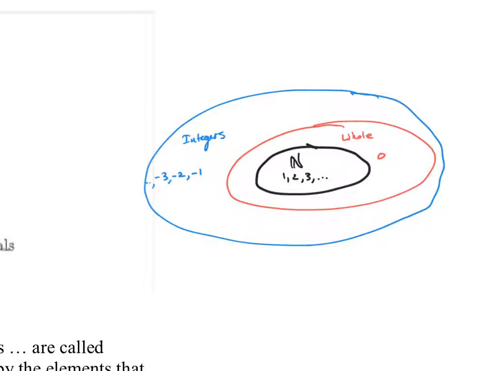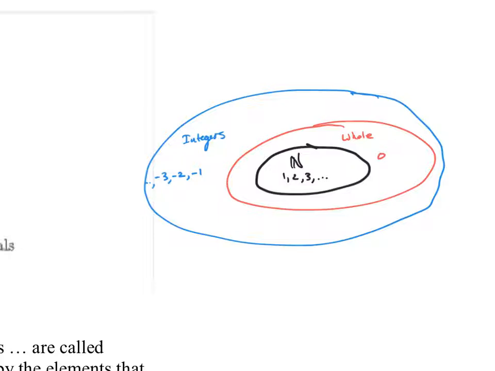So I want you to think about here. Let's just pick a random number. How about the number 2? And I'd ask, is the number 2 a natural number? Well, of course it is. Well, is the number 2 a whole number? Yes, it is. Is the number 2 an integer? Yes, it is also an integer. So that's how this picture works.